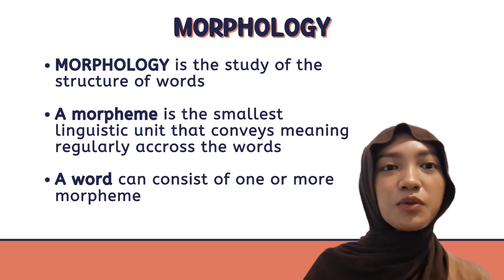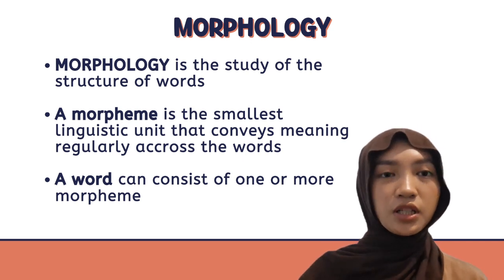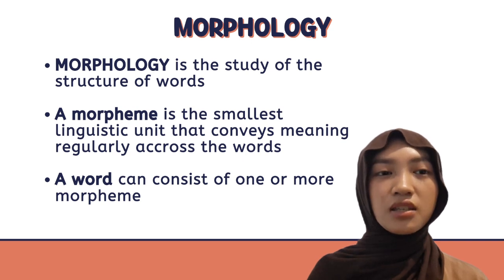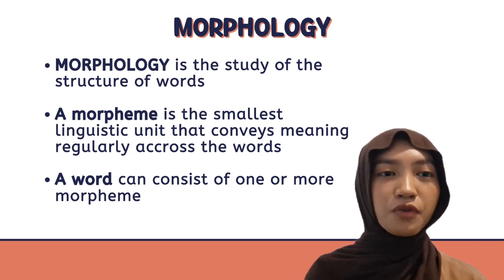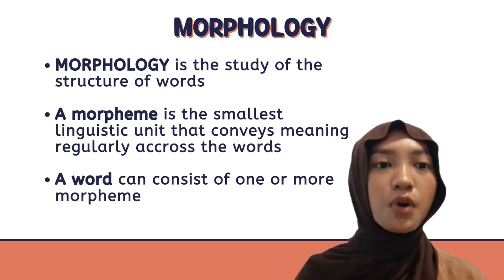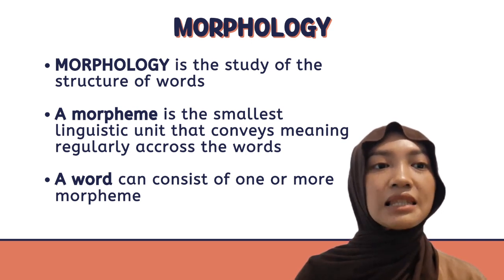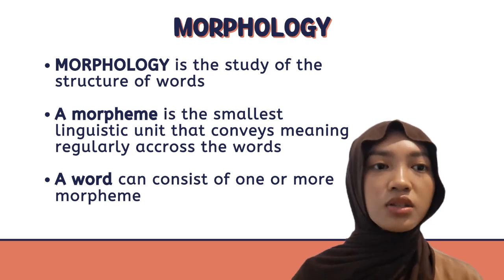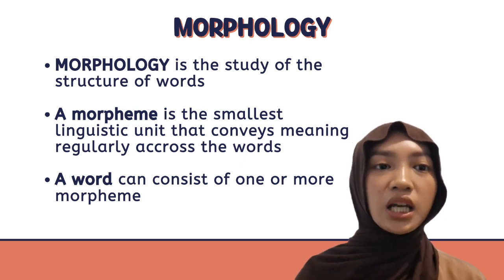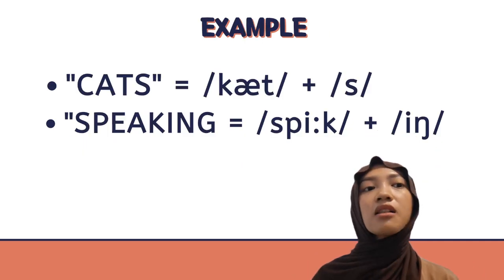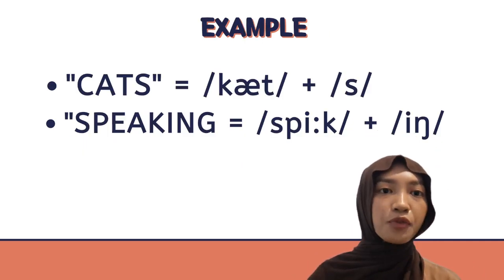Okay everyone, we will discuss morphology. So, what is morphology? Morphology is the study of the structure of words. And in this video, we will also discuss morphemes. A morpheme is the smallest linguistic unit that conveys meaning regularly across words, and a word can consist of one or more morphemes. Let's take a look at examples of morphemes.